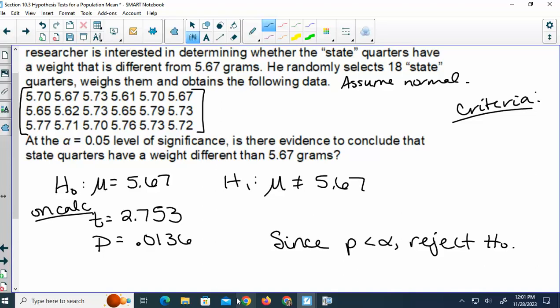So we only reject the probability if P is greater than alpha? You reject when P is less than alpha. Okay.